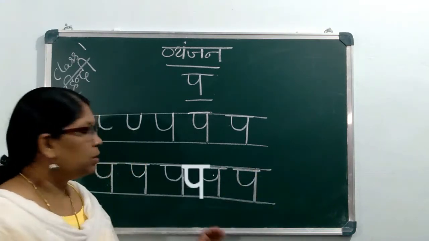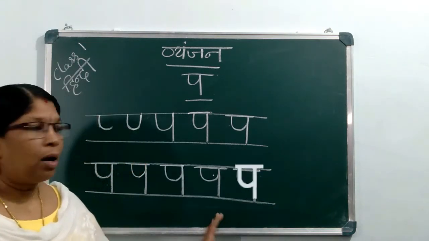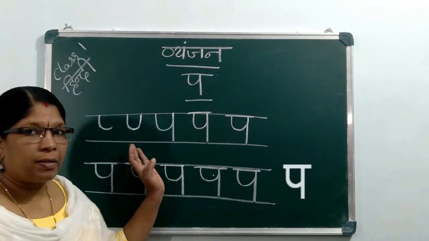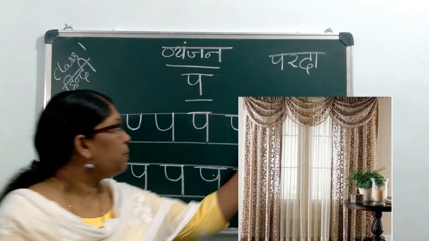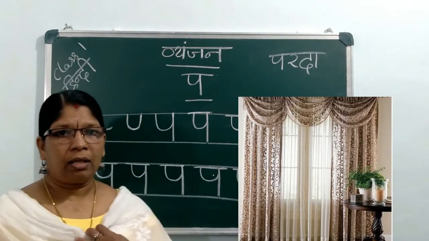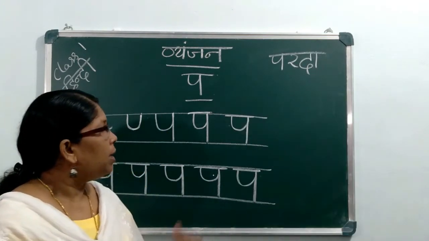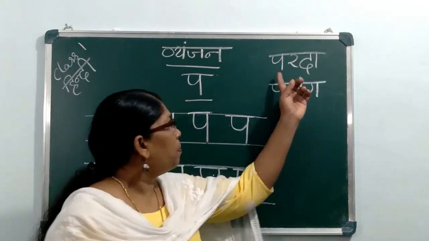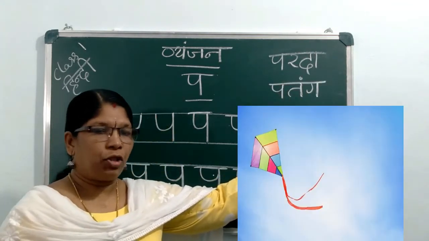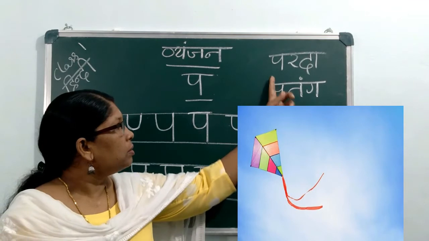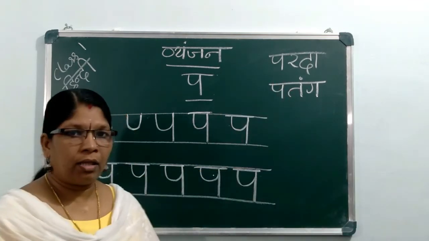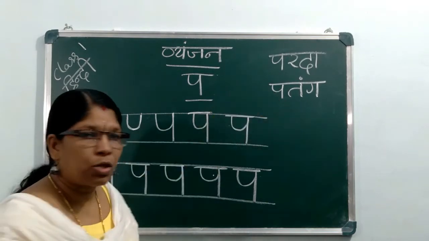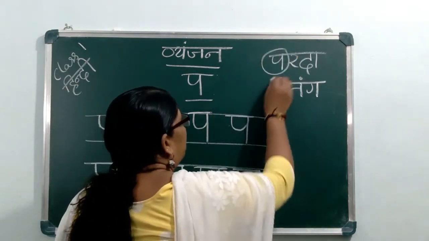Pa. This way we are writing the letter Pa. Pa se parda. Parda means curtain. Then next, patang. Patang, kite. Parda, curtain; patang, kite. These two words start with the letter Pa.